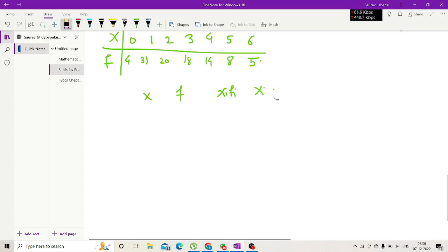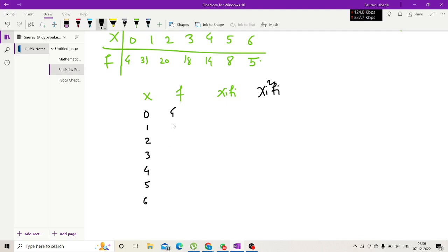Yes, students, is it correct? Here it will be xi square into fi. Just make that 0, 1, 2, 3, 4, 5, 6. My frequencies are 4, 31, 20, 18, 14, 8, and 5. Now just do the multiplication.